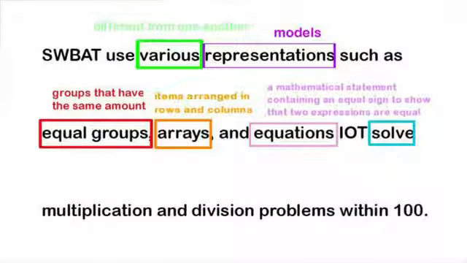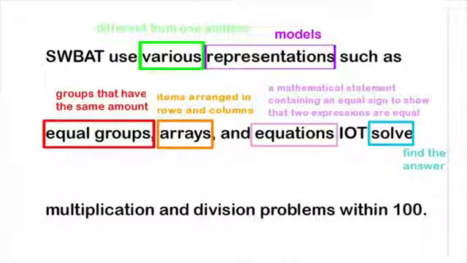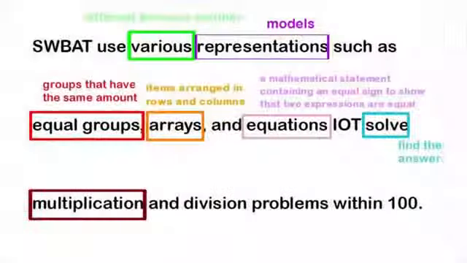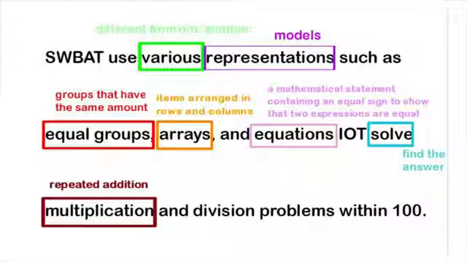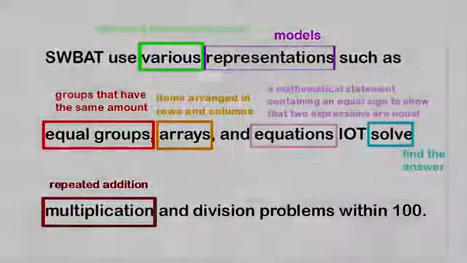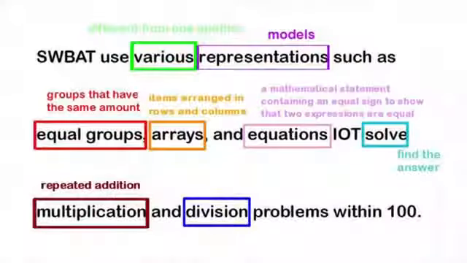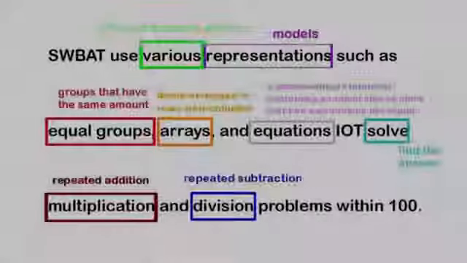Our next word is solve. Solve means to find the answer. Multiplication. Multiplication is repeated addition. Our next word is division. Division is repeated subtraction.